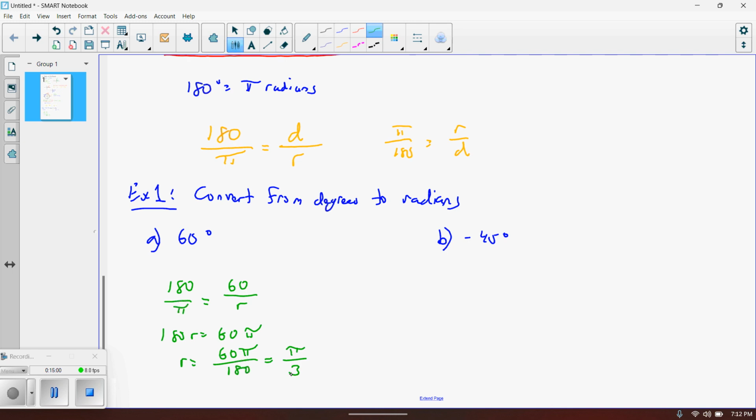Okay, so now let's do negative 45. So once again, 180 over pi. The negative 45 is the degree, so that goes on top with the 180, and then R goes in the bottom for the radian. Cross multiply, 180R equals negative 45 pi. And then we'll divide by 180, so R will be negative 45 pi divided by 180. And 45 actually goes into 180 4 times, so that will give me negative pi over 4. So negative 45 degrees is the same thing as negative pi fourths in radians.